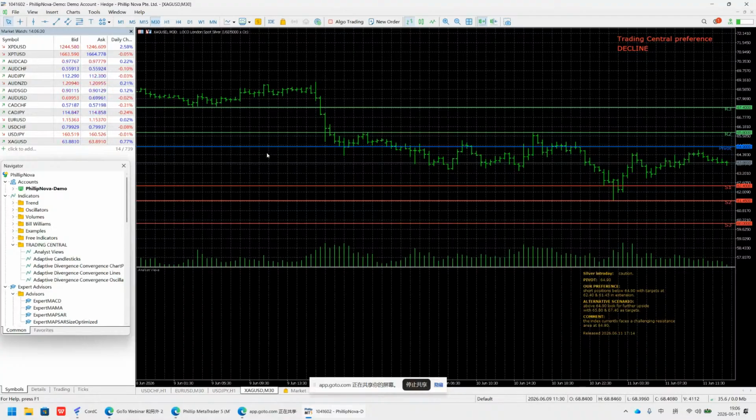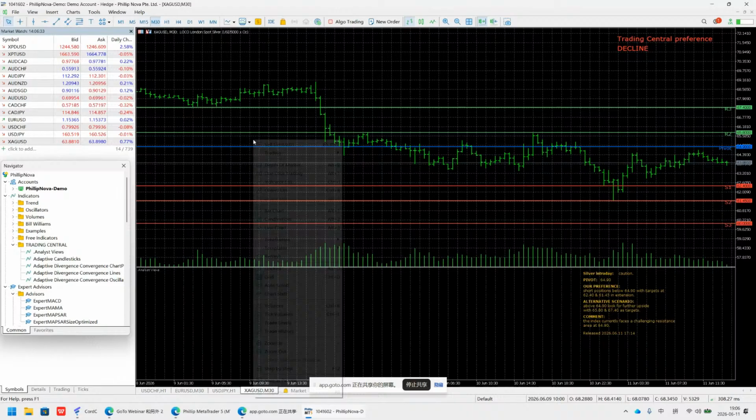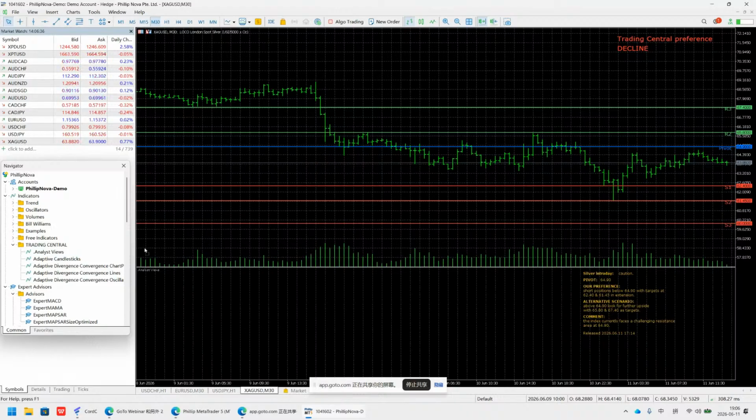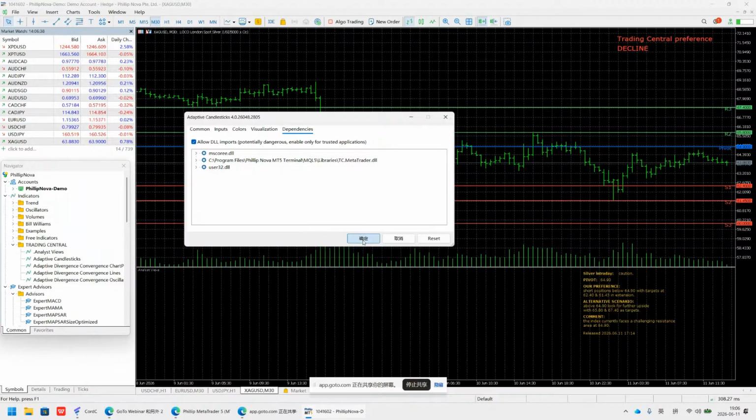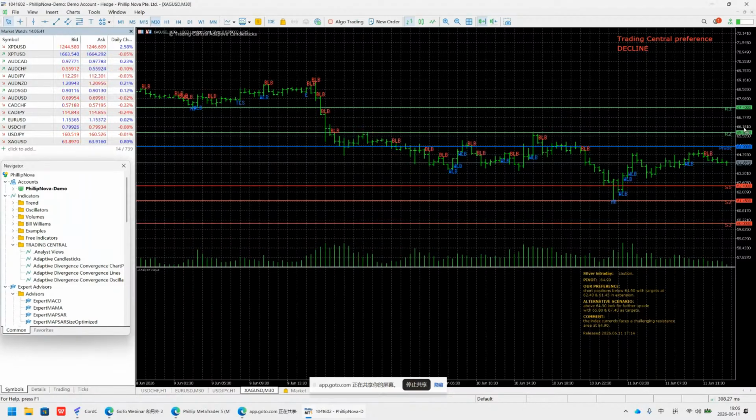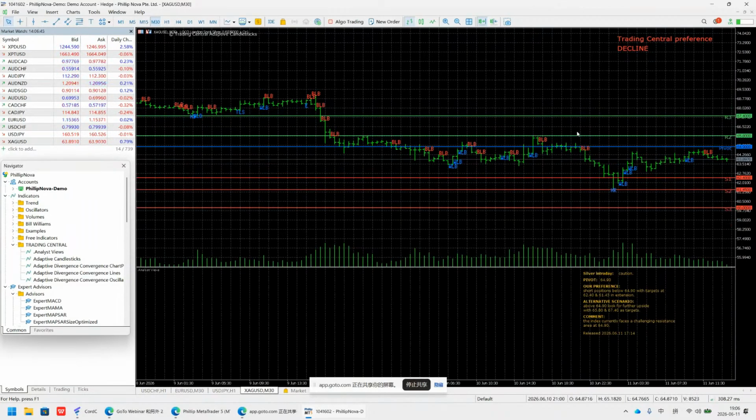So the next one we will talk about is adaptive candlesticks. So if we drag it to the chart here, we can see that this indicator has selected the trader's favorite 16 Japanese candlestick patterns, and it automatically scans for the patterns and shows them on the graph. If we hover our mouse on the abbreviation, we can find the description of that particular candlestick. The ones in red are selling signals, while the blue ones are buying signals.